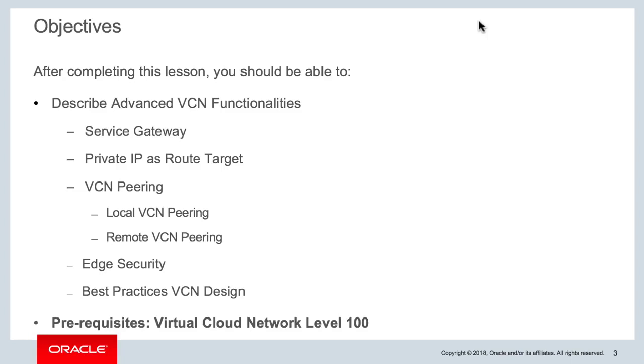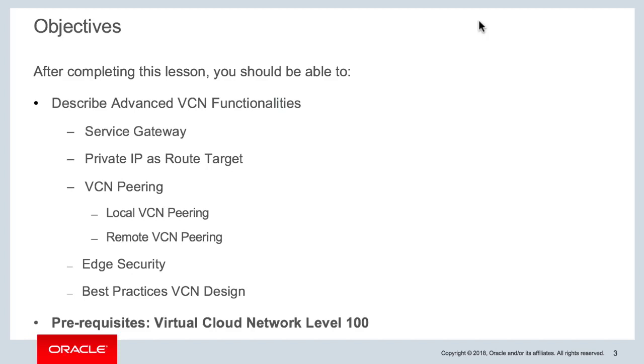advanced functionalities like Service Gateway, through which you can access the services like object storage without going over the internet. Another feature on the route table is having a private IP as your route target. And then if you want to have peering established between virtual cloud networks, whether it's a local VCN peering, meaning within the same region, or it's a remote VCN peering across different regions.